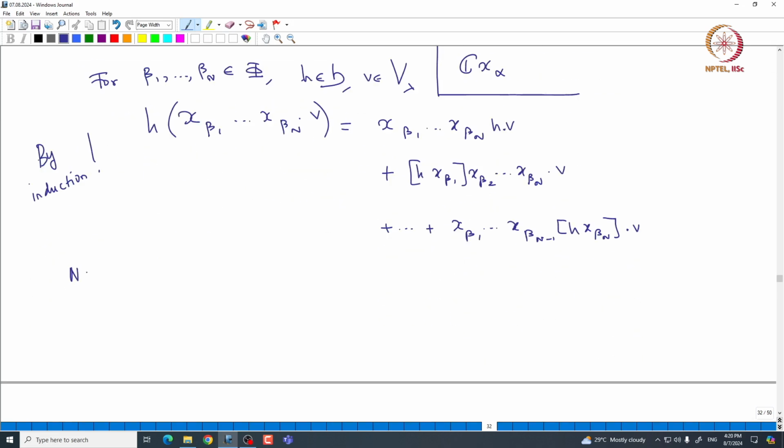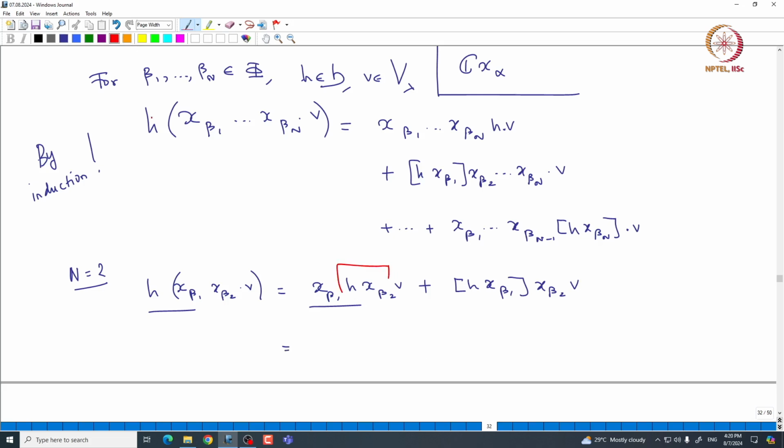Okay. For example, if we take n equal to 2, we have x beta 1 x beta 2 applied on v, and you are applying h. Then first you just switch these two elements. Okay. Then you get x beta 1 h x beta 2 v plus, because you switched this, you have to pay the cost. This is the bracket of h with x beta 1 times x beta 2 v. Now again you switch these two. Then you get x beta 1 x beta 2 h v plus x beta 1 the bracket of h with x beta 2 applied on v plus the bracket of h with x beta 1 times x beta 2 v.